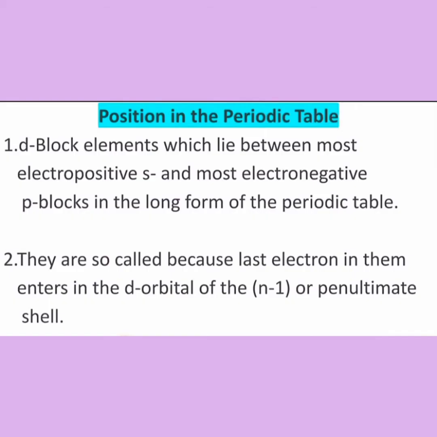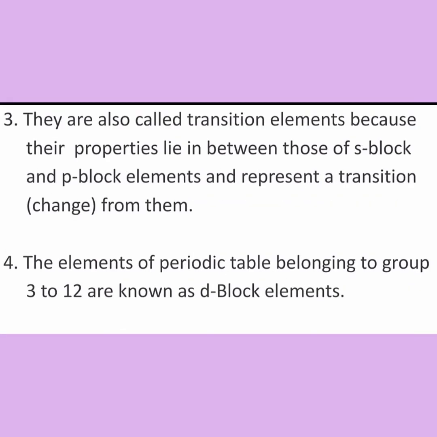The D block elements are placed in the center of the periodic table. They lie between the most electropositive S block and the most electronegative P block elements. These elements are known as D block elements because the last electron in them enters into the D orbital. The elements of the periodic table belonging to group 3 to 12 are known as D block elements.